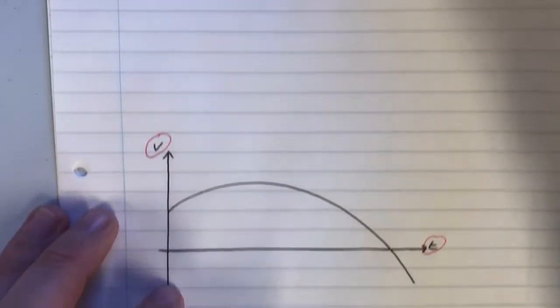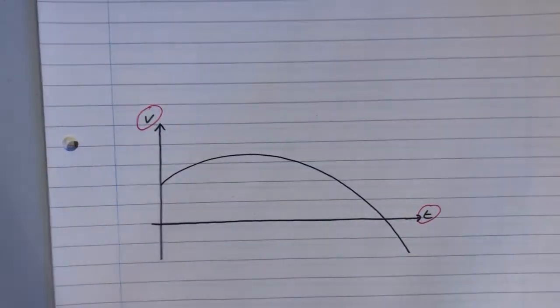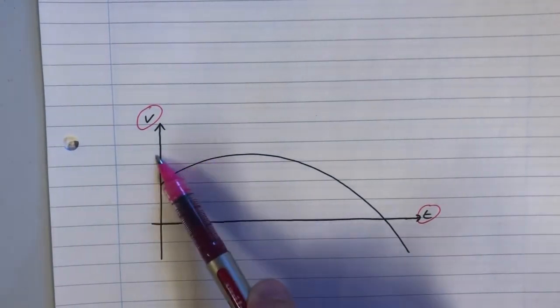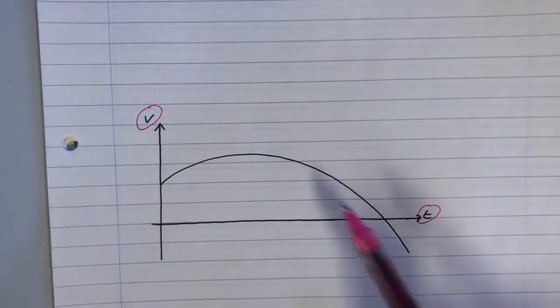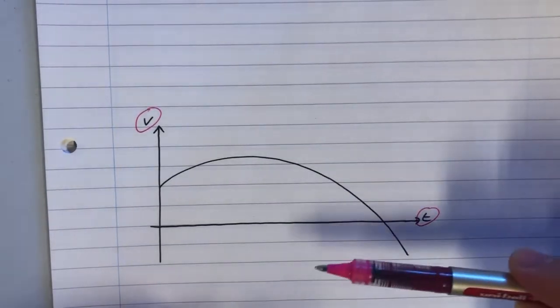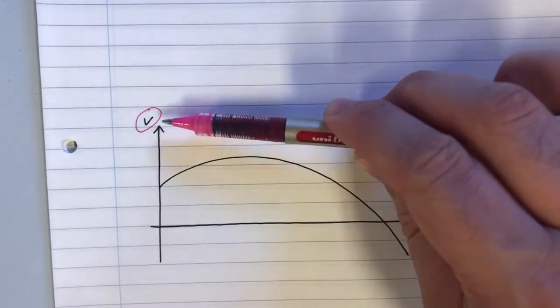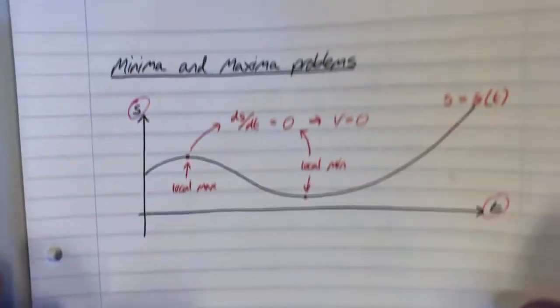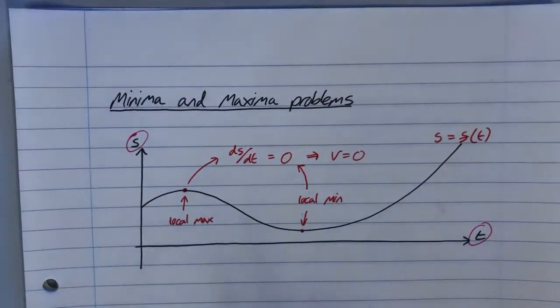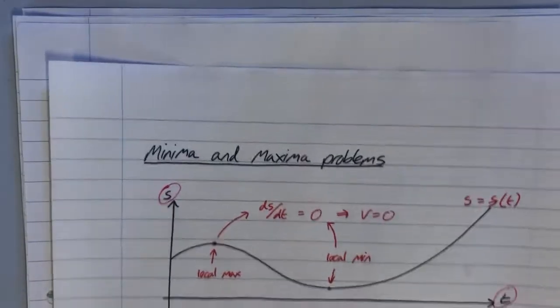But at a turning point on a velocity time graph, v is not 0, v is something positive, so it's very much in motion at this point. Here v is 0, and that's not a turning point. So just make sure that you are aware of what's on your axes. Velocity time graphs are different to displacement time graphs. Today we're focusing in particular on displacement time graphs. Okay, let's have a look at an example.